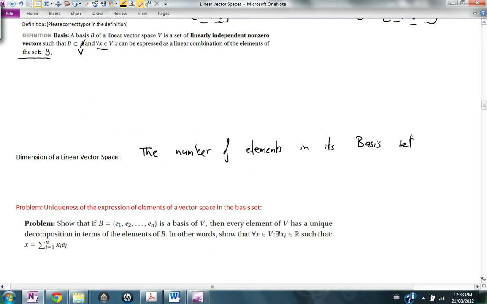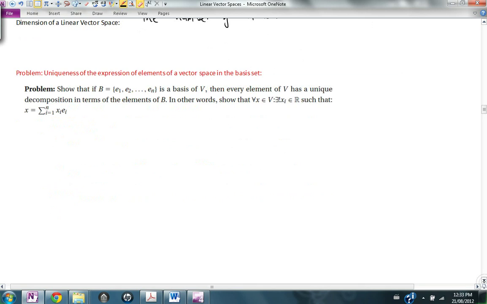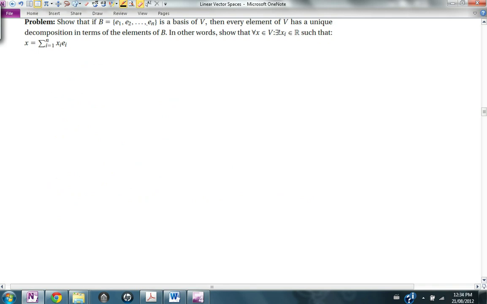Now, we're going to present an abstract problem to show that any element in a vector space is uniquely expressed in terms of the elements of the basis set. So if I have a set B that's equal to e1, e2, and so on up to en, and it's a basis set for a linear vector space V, that means it's a linearly independent set of vectors. And every element of V has a unique decomposition in terms of the elements of B. That's why it's a basis set.